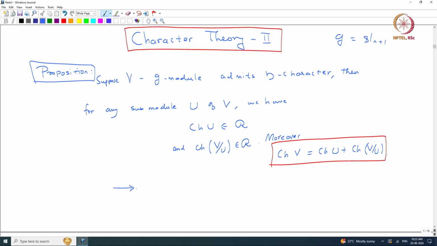So, you have this exact sequence 0 to U to V to V modulo U to 0. This is the short exact sequence of G modules we are considering. When you apply character, the character of the middle is indeed the sum of the characters on the ends.